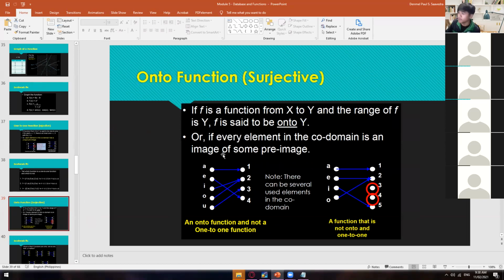We also have the onto function, wherein if f is a function from x to y and the range of f is y, f is said to be onto y. Or if every element in the codomain is an image of some pre-image, then that one is also an onto function. As you can see right here, we have this domain and then this codomain, and all of them have a partner. If that's the case, that one is an onto function. If there is at least one element in the codomain that doesn't have a partner, like this one, it is not an onto function anymore. Well, this one is a valid function, but not a valid onto function, right? Because we have 3 and 4 that don't have a partner.